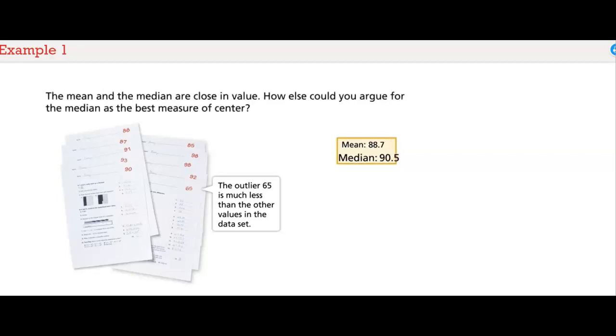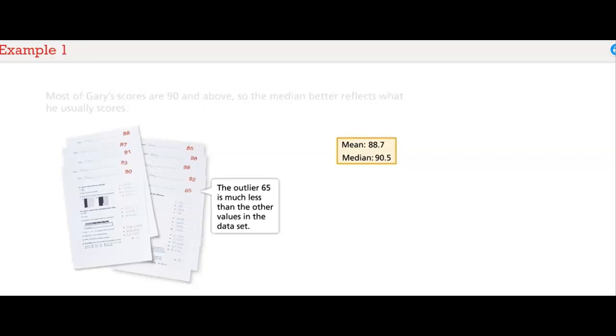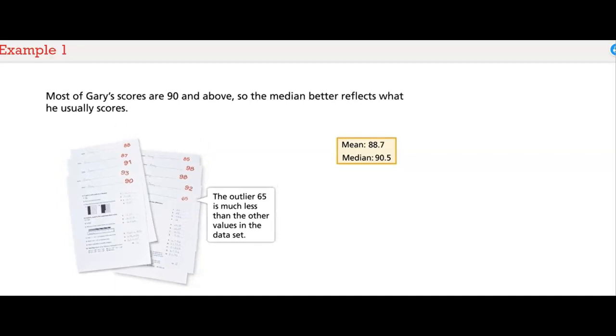The mean and the median are close in value. How else could you argue for the median as the best measure of center? Most of Gary's scores are 90 and above, so the median better reflects what he usually scores.